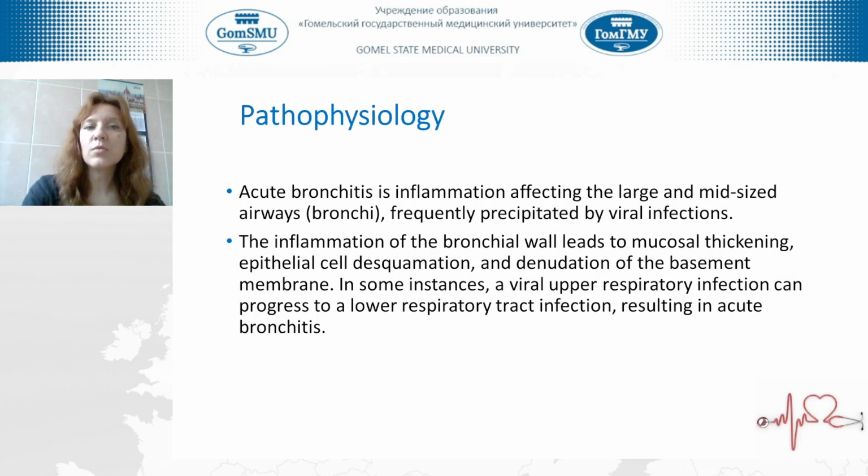Pathophysiology. Acute bronchitis is inflammation affecting the large or mid-sized airflow bronchi, frequently precipitated by a viral infection. The inflammation of the bronchial wall leads to mucosal thickening, epithelial cell desquamation, and denudation to the basement membrane. In some cases, a viral upper respiratory infection can progress to a lower respiratory tract infection, resulting in acute bronchitis.